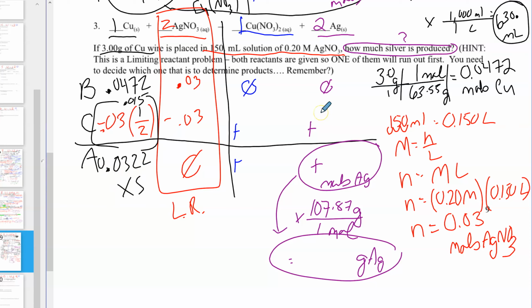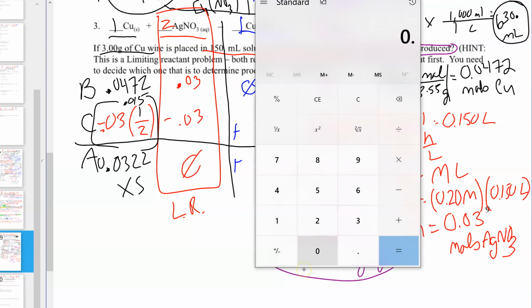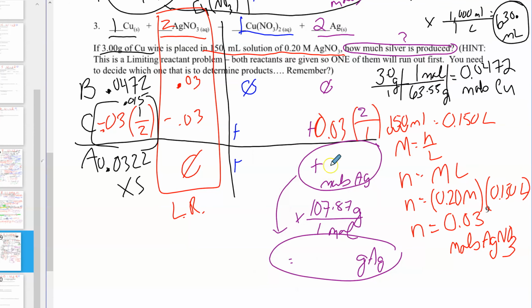Now we can go ahead and figure out how much silver we've created from the silver nitrate. So we're going to be creating that coefficient, 0.03 times the ratio. The unknown silver's coefficient is 2. The known silver nitrate is 1. So what's going to happen here? We're going to double it. So 0.03 times 2 over 1, 0.06. So 0.06, and that's how many moles of silver we've created.